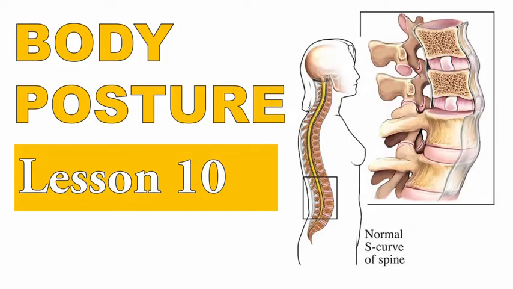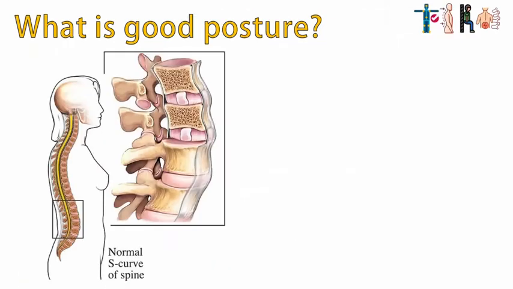Hello class, we are now in lesson 10 and we will discuss body posture. So the question is, what is good posture? Posture is how you sit or stand. Good posture positions the body correctly and makes sure that your weight is evenly balanced. So this means that the skeleton, the muscles and ligaments are not overstretched or strained.